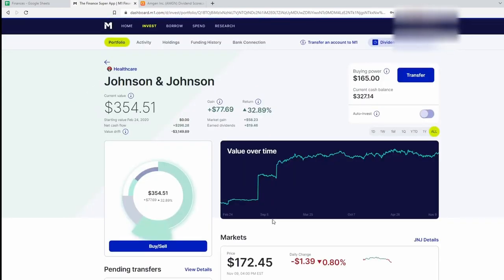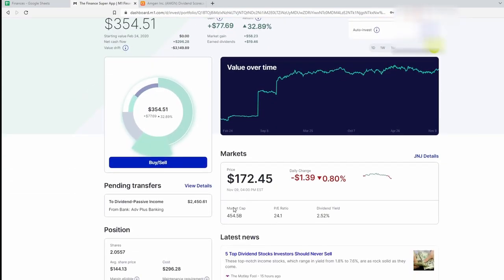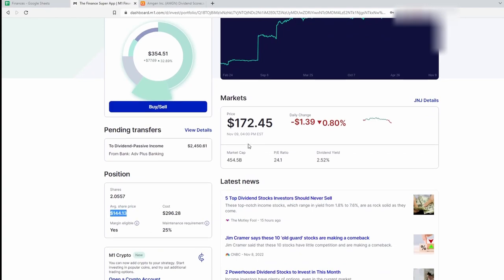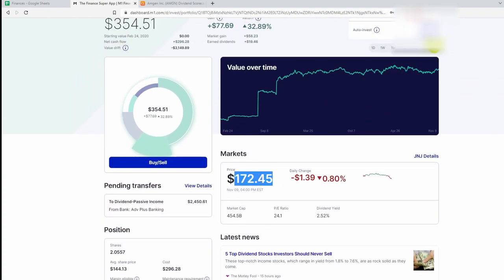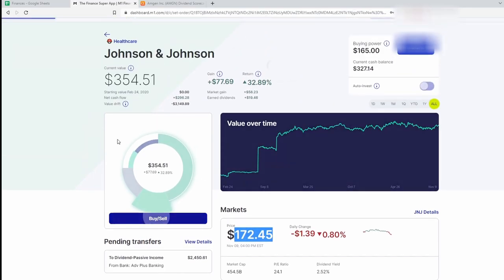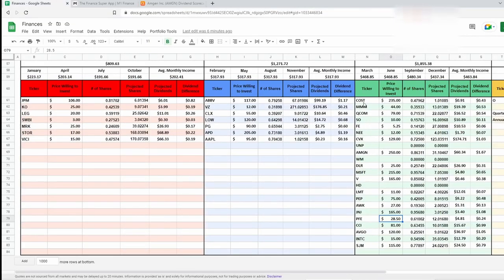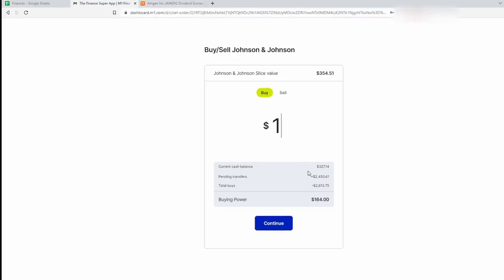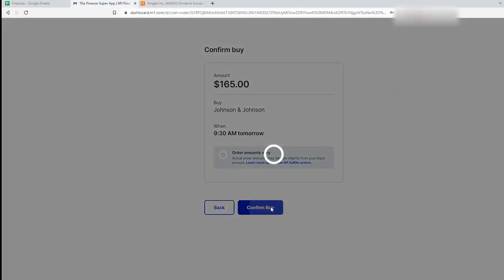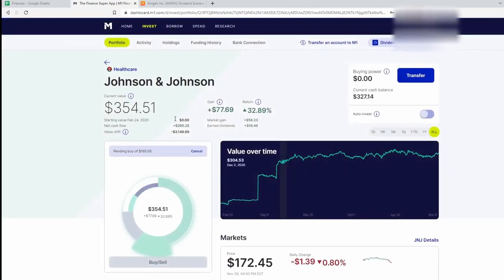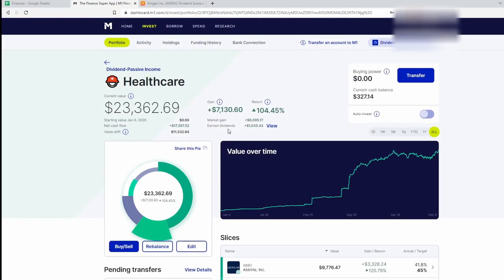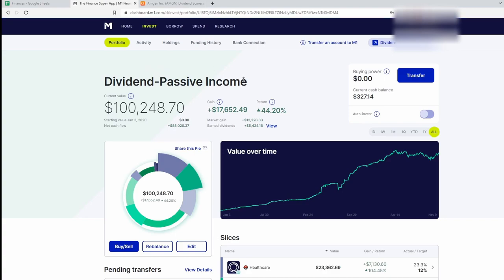Okay, we're almost done. Johnson & Johnson, the last one. Average share price 144, current 172.45. And let's see, how much do we need for Johnson & Johnson? We need 165. It's essentially the remaining. And there we go, guys. We are essentially done buying all of these companies.